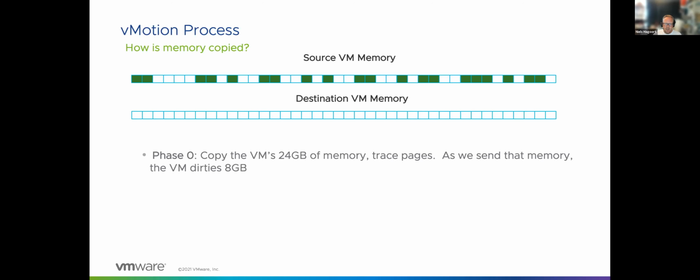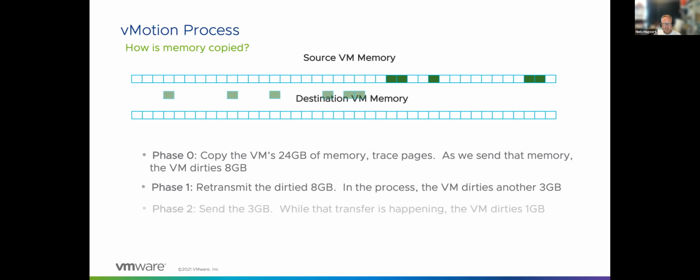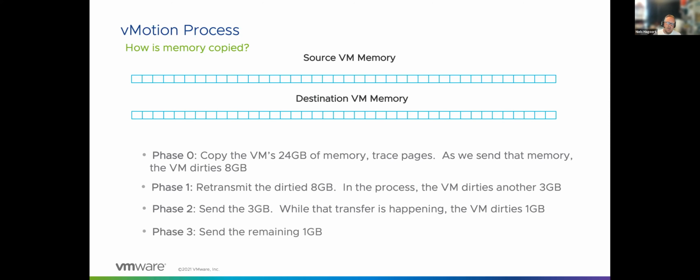So it dirties another 8 gig, meaning that 8 gig is being overwritten during our initial memory send. So we retransmit the dirty 8 gig. In that process, it dirties another 3 gig. We send over the 3 gig, it dirties 1 gig, and in the last phase, in this specific example, we have 4 phases, and we'll be able to reach memory convergence in those phases. If we need more than that, we'll obviously use more phases, right? More iterations.